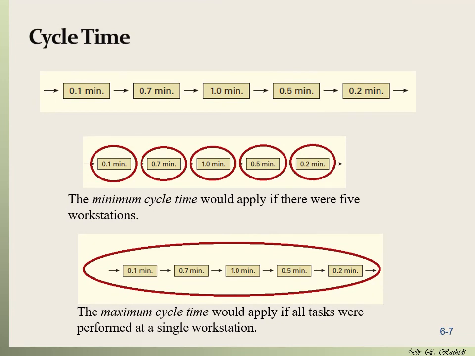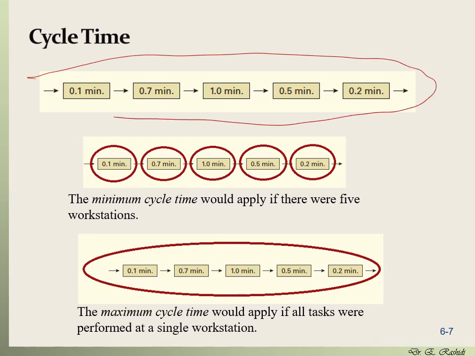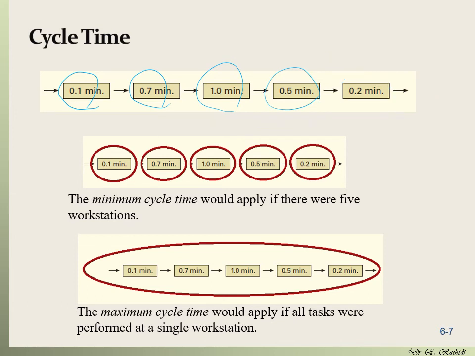So that's how the cycle time would work. Let's see an example. Here we have a set of 5 tasks with the precedence diagram shown here, and we can see the processing time of each task. For example, task 1 has 0.1 minutes, task 2 has 0.7, task 3 has 1, and 5.5 and 0.2 for the other tasks. So we want to see how to compute the cycle time for this set of tasks shown in the precedence diagram.